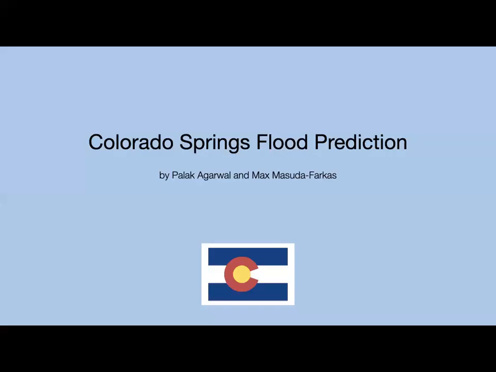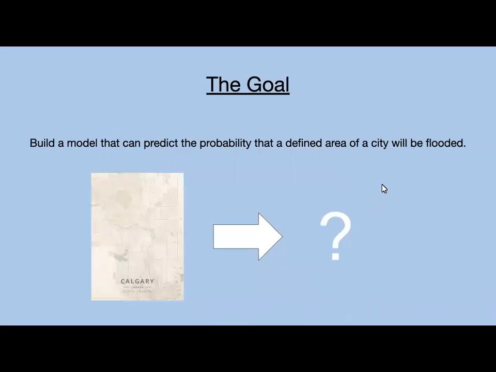Hi, we built a predictive model that looks at flooding in the city of Calgary and predicts the likelihood of flooding in Colorado Springs. The goal of our project is to create a model that will predict the probability that some defined area of a city will be inundated by flooding.